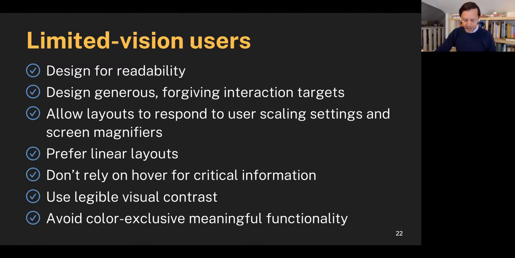We don't want to rely on hover for critical information. We want to use legible visual contrast. And we want to avoid color-exclusive meaningful functionality. You don't want to ever convey a meaningful difference with just red or green being the thing that conveys it, if someone has color blindness.